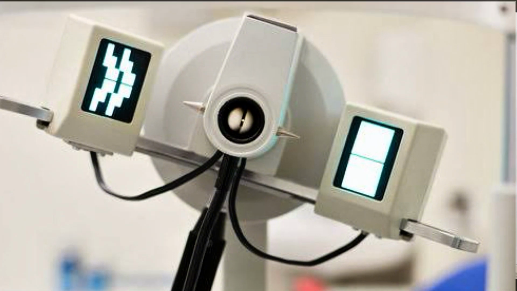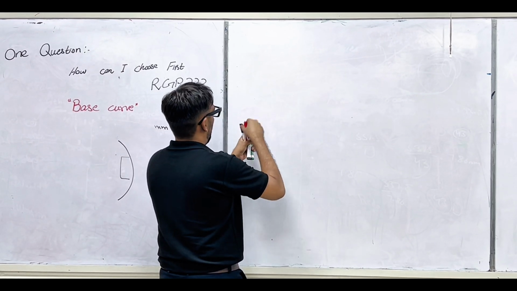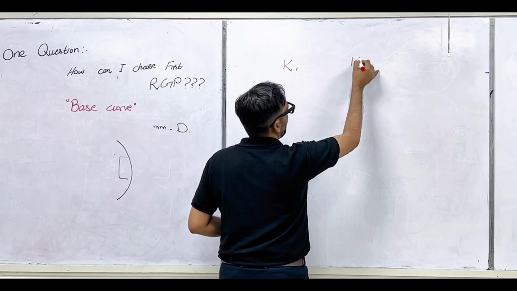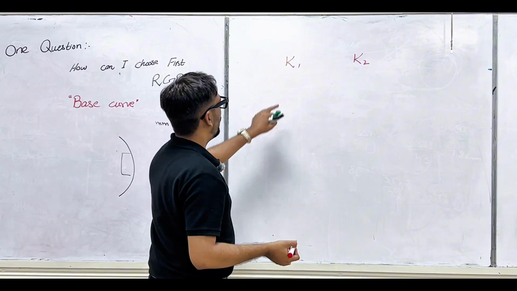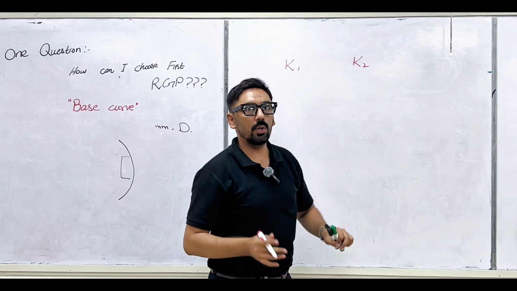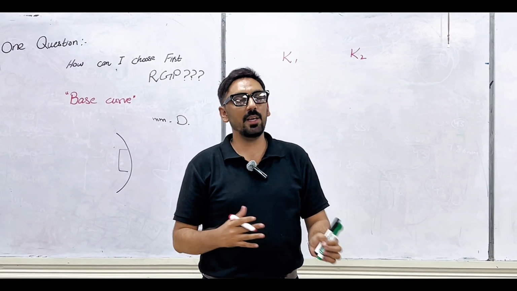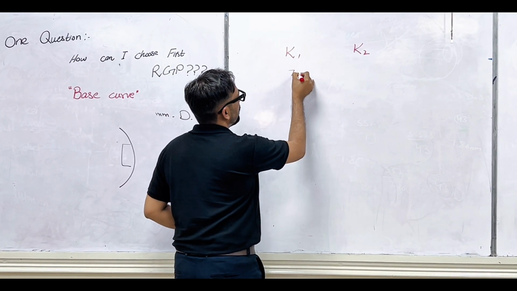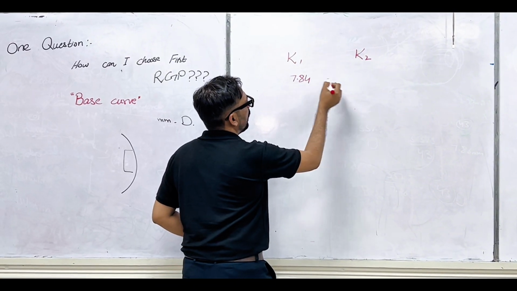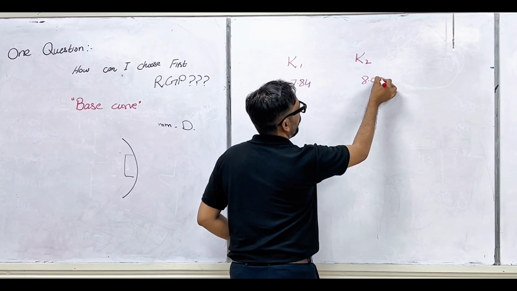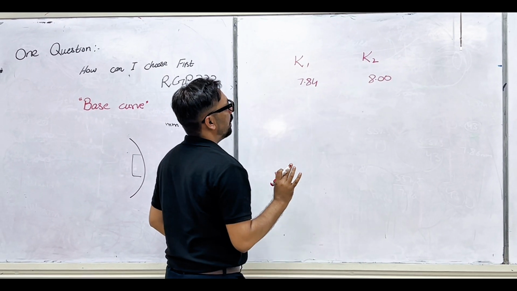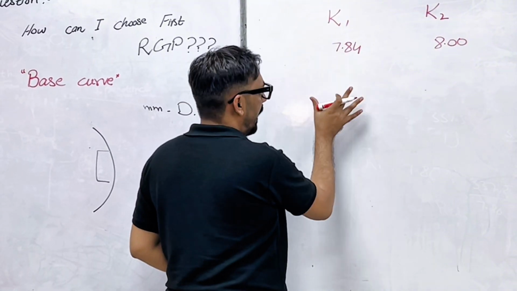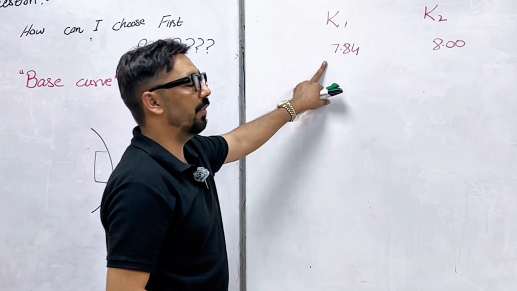When we take the keratometry of the central cornea, we will get K1 and K2 readings. These are two different meridians of the central cornea: number one is the steeper meridian, and the second is the flatter meridian. For example, if I have 7.84 as K1 and 8.00 as K2, these are the keratometric readings. We also have keratometric readings in diopters.